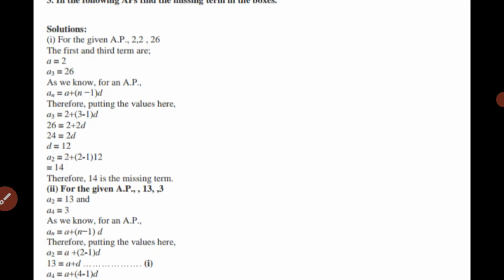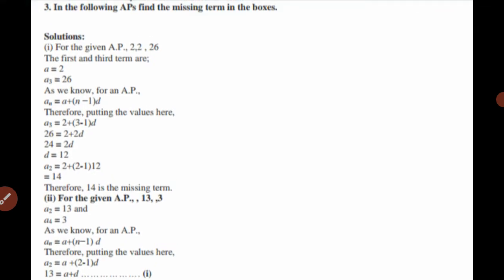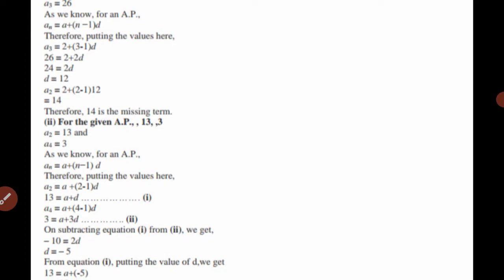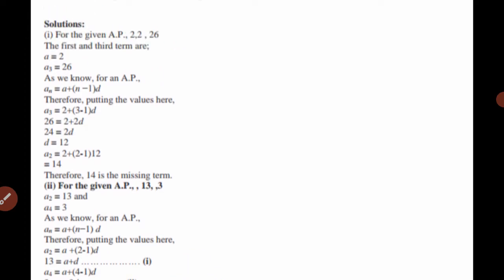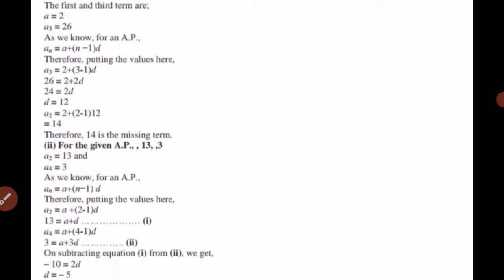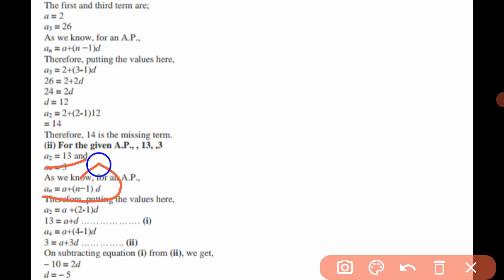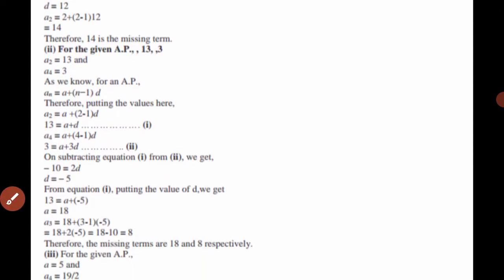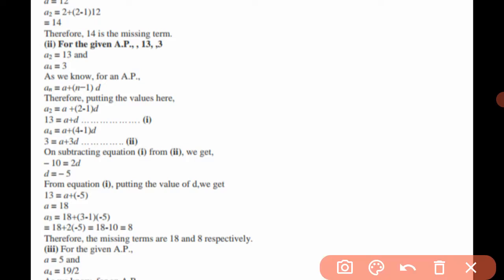Now in question number 3, in the given AP we have to find the missing terms in the boxes. So in this also, the first term is given as a equals 2, a3 equals 26, so it will be equal to 14. Similarly in the second case we have a2 equals 13 and a4 equals 3. So by solving it, first we have to put the value of an equals a plus (n minus 1) into d. So here a4 equals a plus (4 minus 1) into d. So here two equations will be formed. By forming these two equations, the first equation will be 13 equals a plus d and the second equation 3 equals a plus 3d.